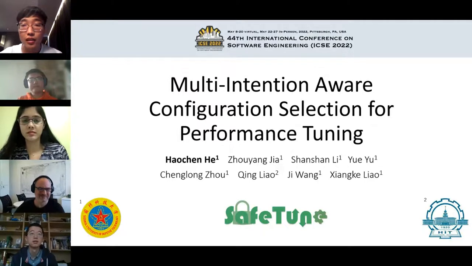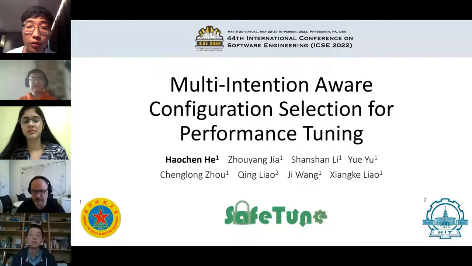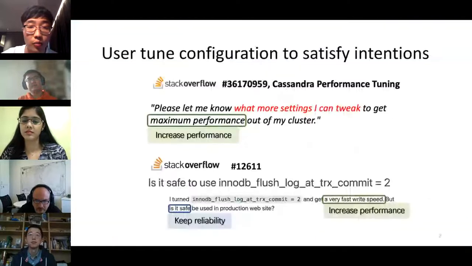Please start. Okay. I'm Hao Chen. I'm very glad to share our work with you. The work is toward a limitation of current performance tuning tools that they usually only focus on performance, but not aware of other important user intentions. In production, users usually use configurations to satisfy their intentions. Common intentions are like increasing performance, keeping reliability, or enhancing security.